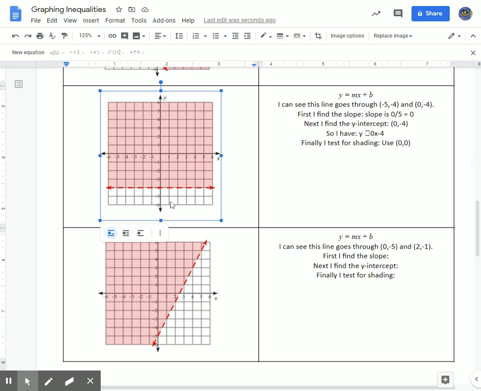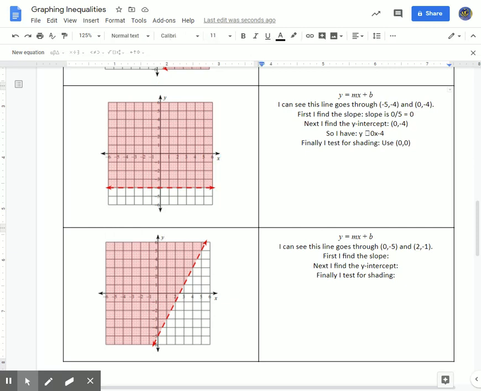Next, I find my y-intercept, and I can see it's here at (0, -4). So my equation with my blank symbol there is y blank 0x minus 4. And I could probably write that even nicer as just y blank -4. That's the simplified. So I just need to plug it in, and I'm going to use (0, 0), but there's no x in there. So all I'm really going to write is 0 blank -4.